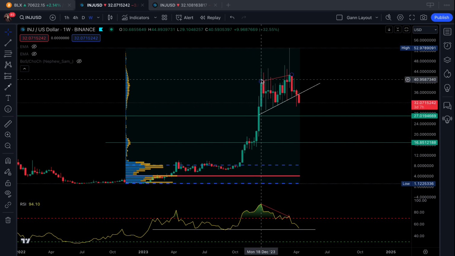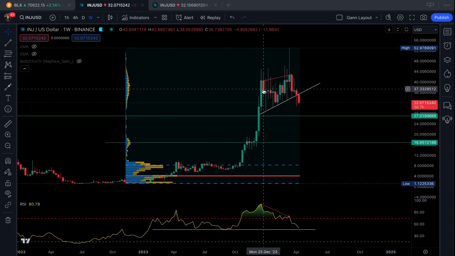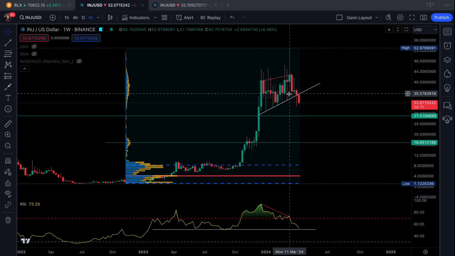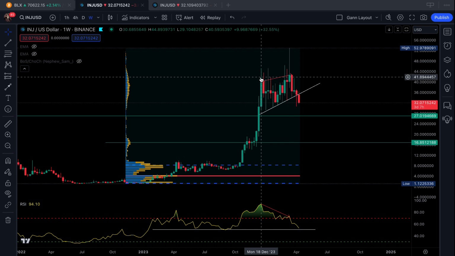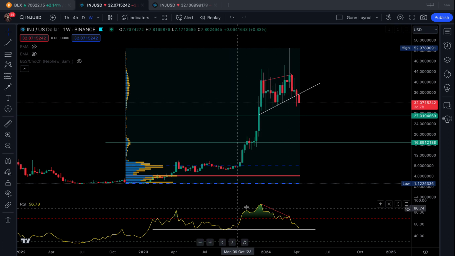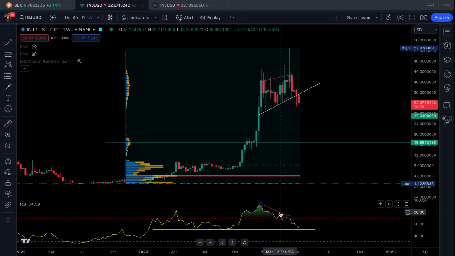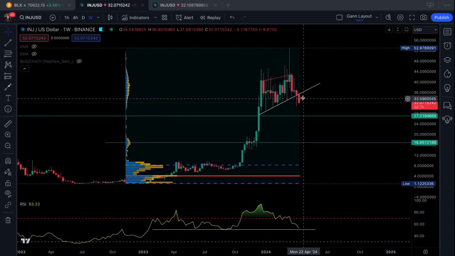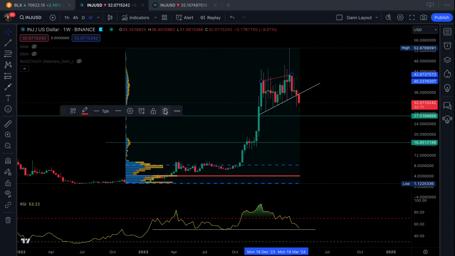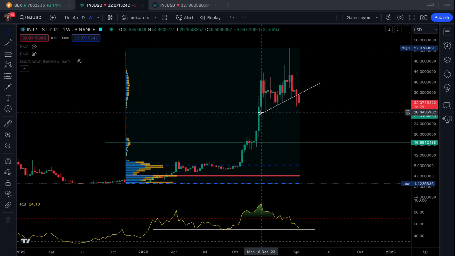You can see that we had a higher high. One high was on the 18th of December. The second was on the 11th of March. So we had a slightly higher high. Look at the divergence on the weekly RSI, extreme divergence, which is a sign of a top. Okay, so on the weekly time frame, it looks overextended.